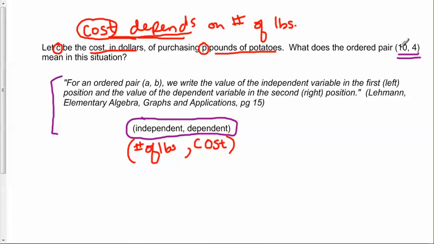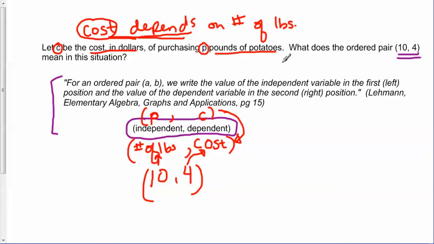So now let's see if we can make sense of this ordered pair (10, 4). Okay, so we've got the ordered pair (10, 4). We already determined that in this particular problem, C was the dependent variable and P was the independent variable, right? P was the number of pounds and C was the cost. So that's just summarizing what we have right here using the variables. So 10 must represent the number of pounds and 4 must represent the cost.